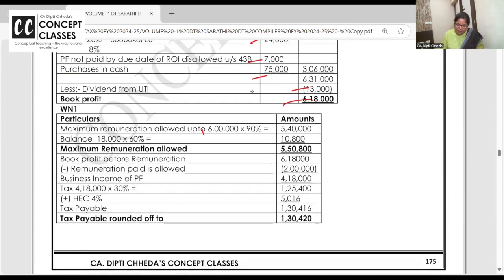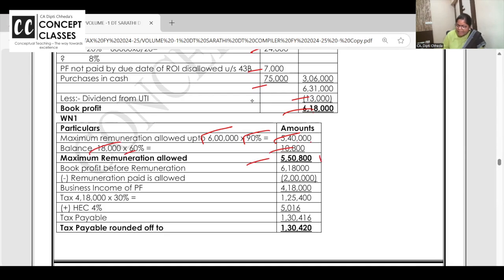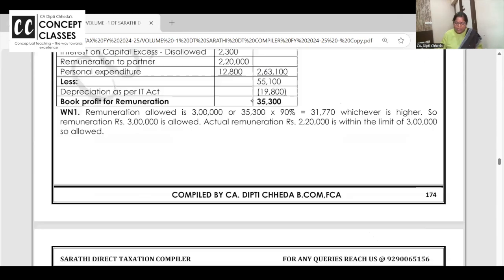In 618 up to 6 lakhs, 90% or 3 lakh, whichever is higher. So 90%, 540, and balance 60%. This is the maximum remuneration you can pay. If you have actually paid lower than that, allow that. This is the upper limit. And I want you to learn it by hook and crook.